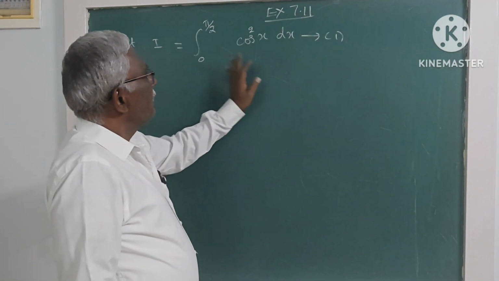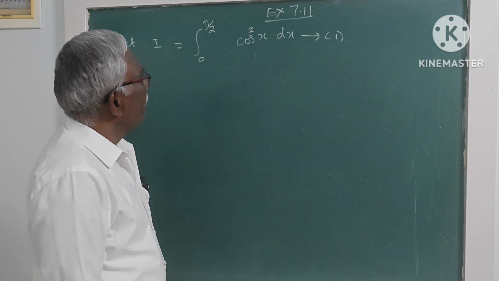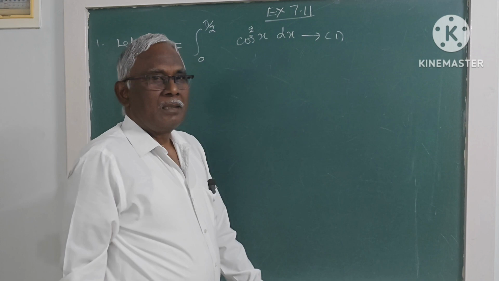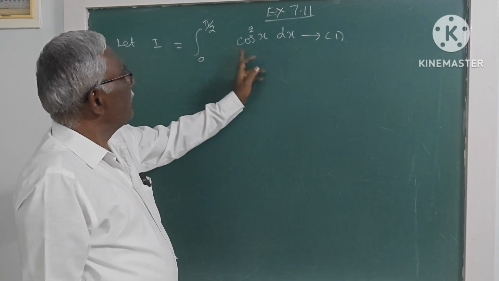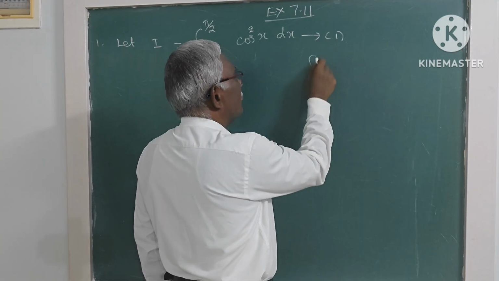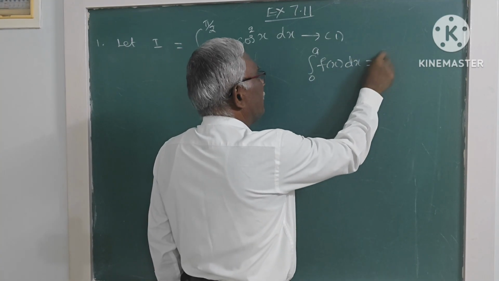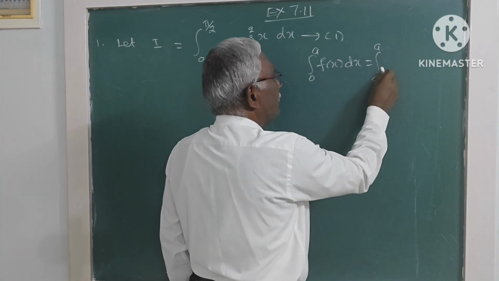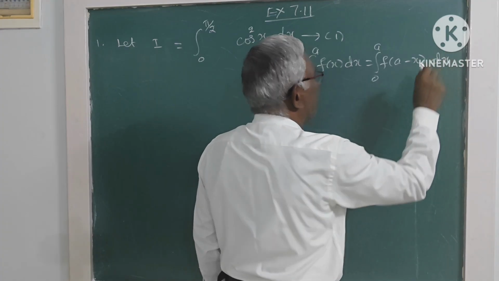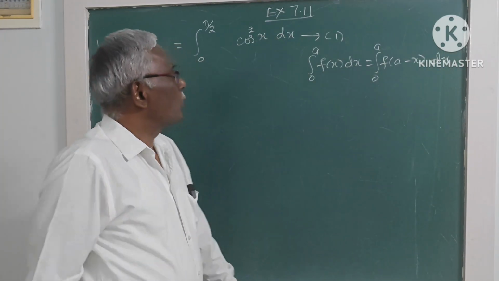We have to evaluate this integral using the properties of definite integral. Here, integral 0 to a f of x dx. This is in the standard form of 0 to a f of x dx. What is the property we can use? Integral 0 to a f of x dx is equal to integral 0 to a f of a minus x dx. In most of the problems, we will be using this property only.